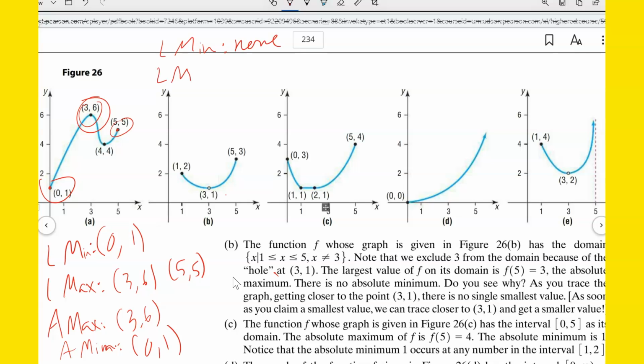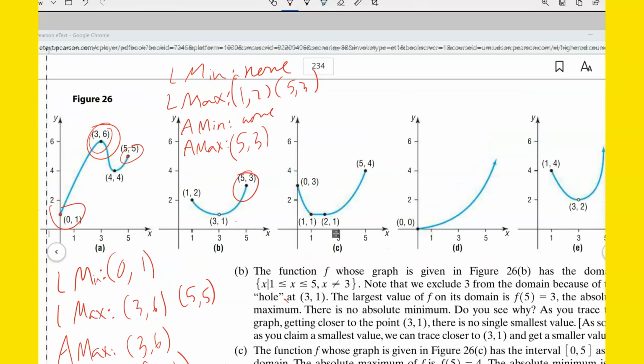It has a local max. It has 2 of those: (1, 2) and (5, 3). Absolute minimum, again, none, for the same reason as there's no local minimum. Absolute maximum would just be that point, just (5, 3).